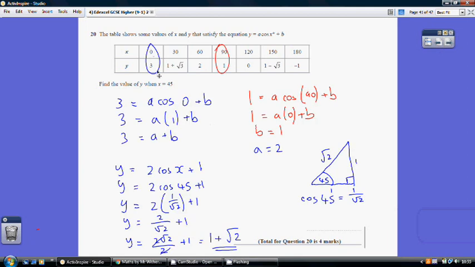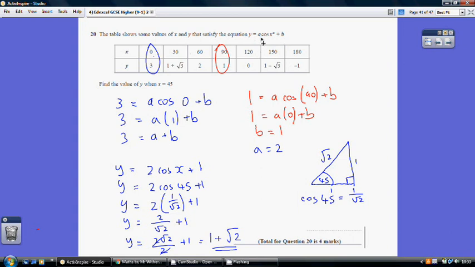So I've got to find the value of y when x is 45. What I'm going to do is substitute in a couple of these coordinates to create a simultaneous equation so I can work out what a and b are. It makes sense to take a couple of the simpler points. So I'm going to kick off with when x is 0, y equals 3.